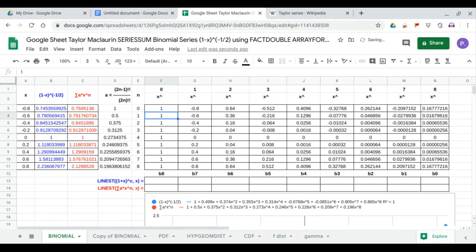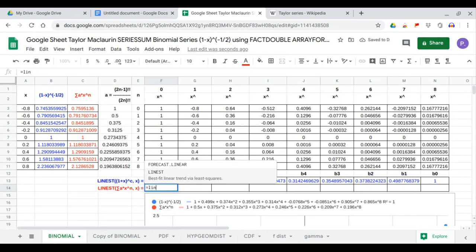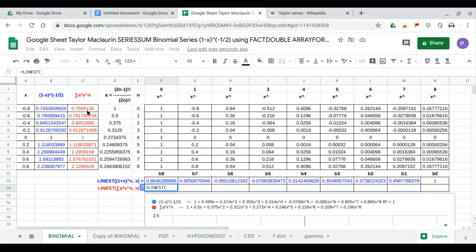Now that we have the 1 comma x matrix, we can use LINEST. So LINEST data y and data x. Same thing with the expansion: LINEST data y and data x.